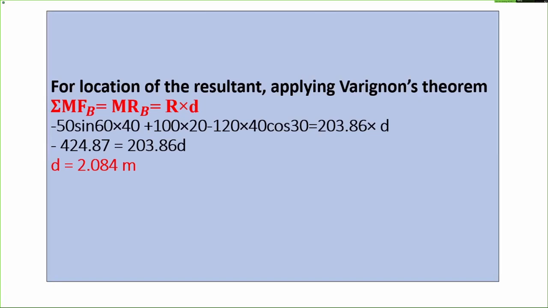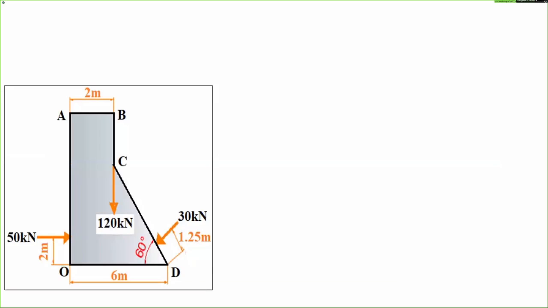And that point may be any point. Now, in the previous question, I was selecting the point O, right? And in this question, I was selecting the point B. So the question asks what is the location of the resultant with respect to the point B. That's why I am taking the moment about B. Okay. So we'll try to cover this also.